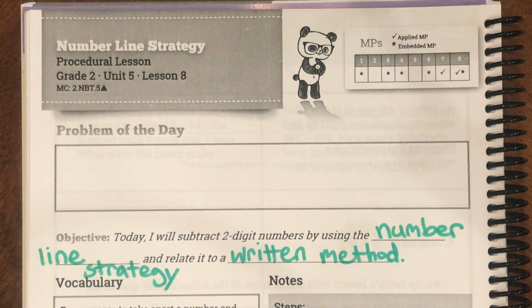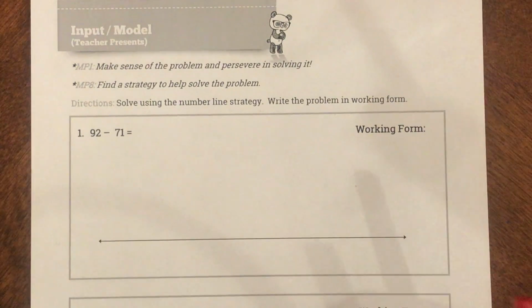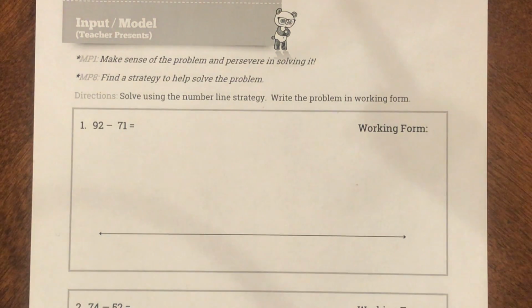Okay, so remember, boys and girls, the written method is sometimes called working form, and the number line strategy is just us counting back the subtrahend. So again, we're just going to practice more of what we did yesterday. I'm going to get started right away since we've already done some of this. Here's my first problem. My first problem says 92 subtract 71.